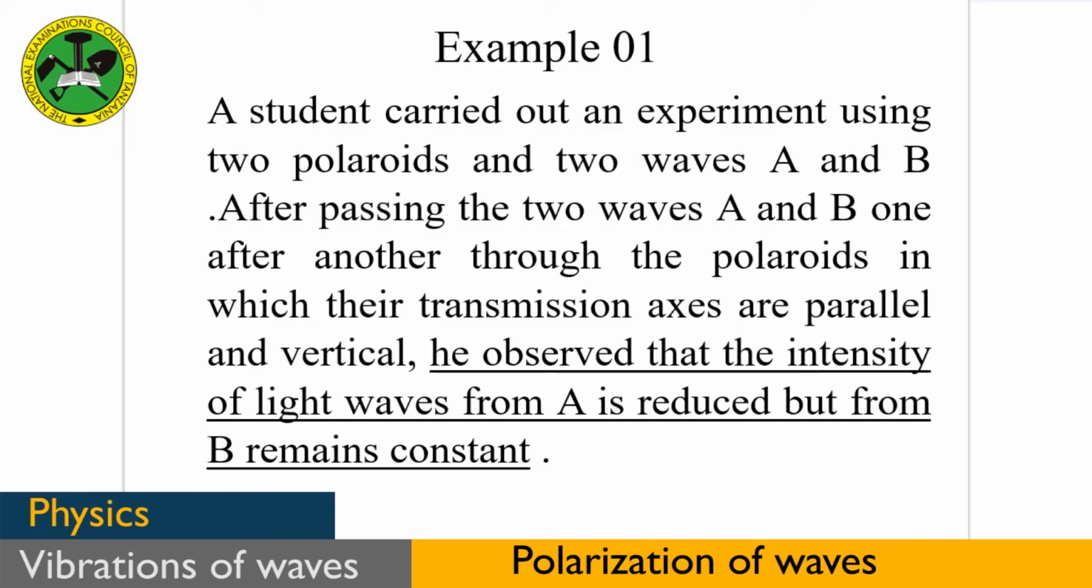He observed that the intensity of light from A is reduced, while the intensity from B remains constant. We have source A and source B, and we don't know the nature of these two waves. The question is: what was the type of waves from A and B? Those are competency-based questions. You cannot be given a question straight, so you think about that.